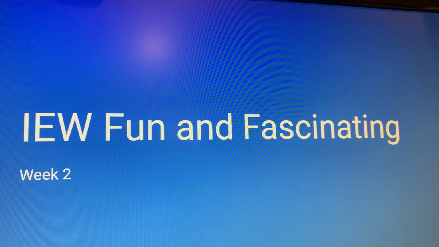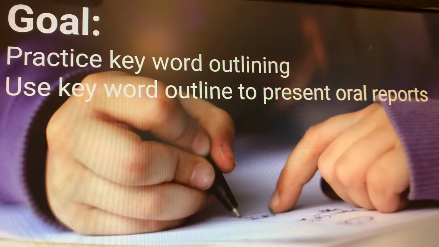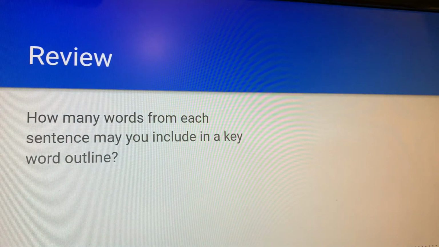I'm excited for us to practice keyword outlines a little bit more together, and I love our reading for the day. So this will be fun. Our goal for today is to practice keyword outlining some more, and we're going to use keyword outlines again to present oral reports. You should be practicing after you read it, pick out your keywords, and make your outline. You're going to be practicing telling the information back line by line to your parent or teacher, whoever you're presenting it to. Review real quick.